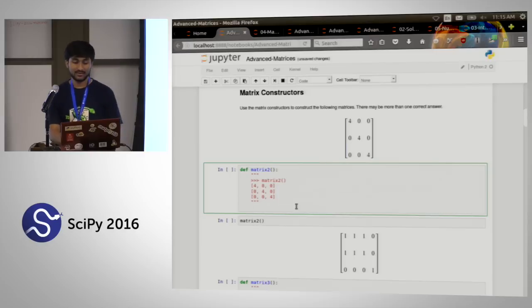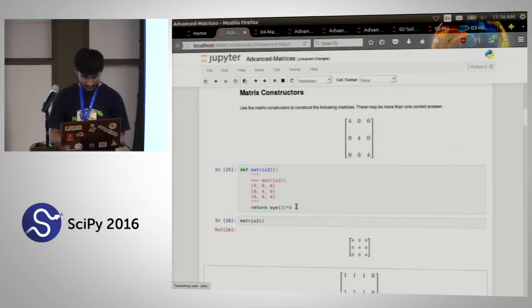So we need to create this matrix, and we have 4 in the place of 1 in an identity matrix. So there's a function for creating an identity matrix, that is I. If you give the order here, it will create a 3 by 3 identity matrix, and we can multiply that by 4.